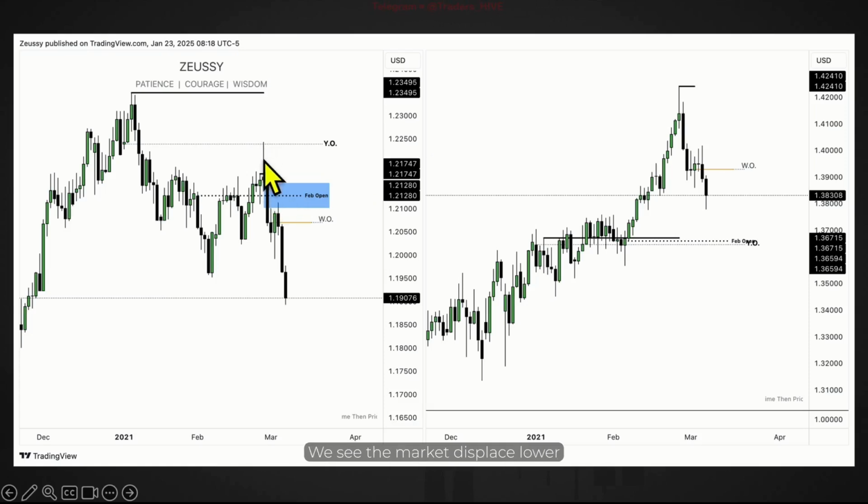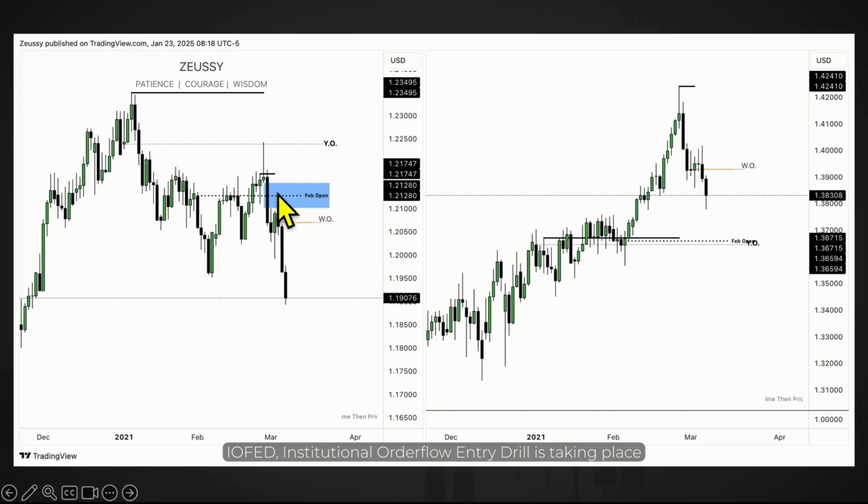We see the market displace lower, and we see a CB form. Through what does this CB form? Through the February open. And guys, start paying attention to opening prices and the price action that forms around them. That's something which you need to take away from this episode, even if you're not a swing trader, because the same logic applies to lower time frame trading as well. Notice that there's a very large CB forming right here, and we see the market retrace into that.